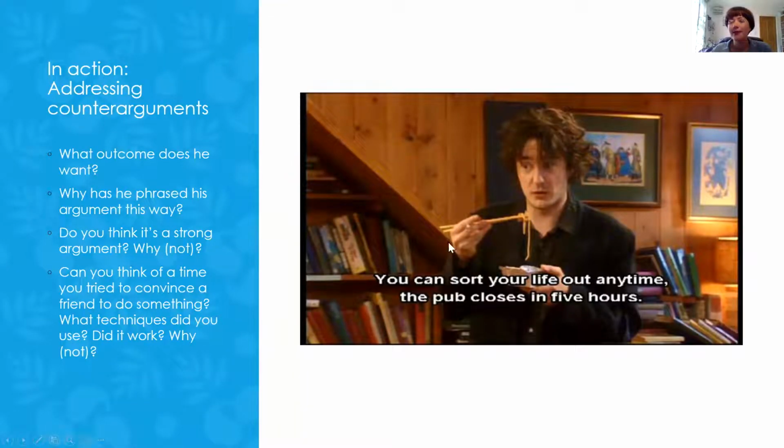So in this meme, this man is saying, you can sort your life out anytime, the pub closes in 5 hours. This is from a British sitcom, Black Books, but that context isn't necessary. Just an added bonus. So I'd ask students, what outcome does he want here? Well, he wants his friend to go to the pub with him. Why has he phrased his argument in this way? Obviously, he's not really taking her seriously because he's saying that the pub is more important, but he's kind of acknowledging her point of view first.